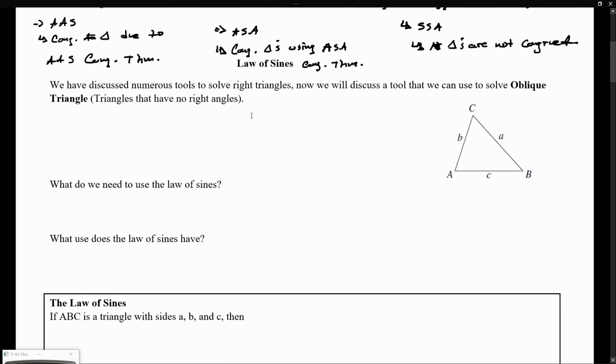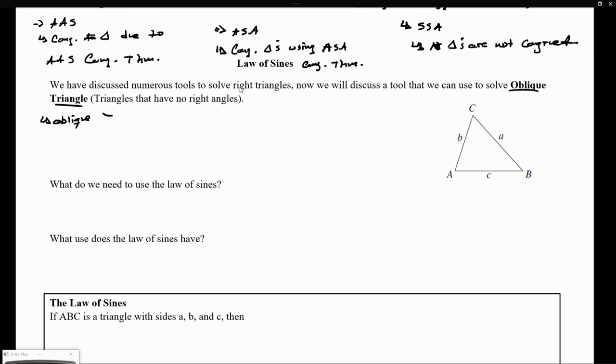Well, first, there are different ways that we have discussed to solve right triangles. One of them is the Pythagorean theorem. You can definitely use the Pythagorean theorem to solve right triangles. So now we're going to be discussing a technique that we can use to solve triangles which we define as oblique. And recall what an oblique triangle is.